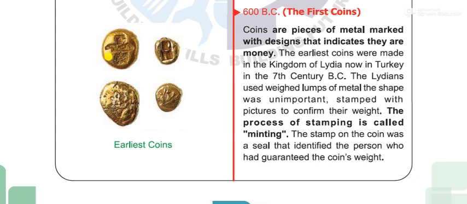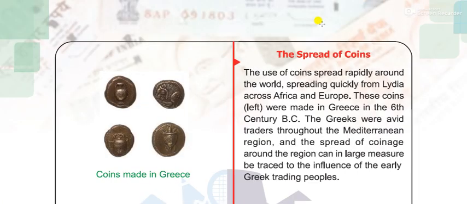The stamp which was on the coin was like a seal that identified the person who had guaranteed the coin's weight. This stamping process is known as minting. The stamping on the coins is known as minting.